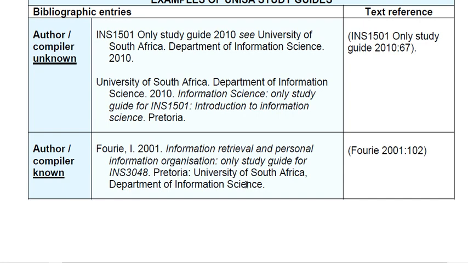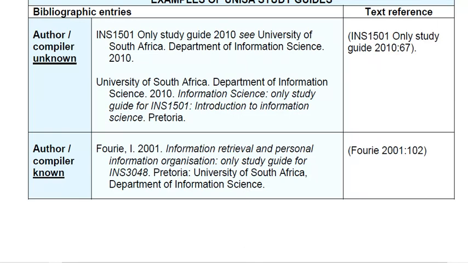Then you write the place of publication, and you also write the name of the university and the department. It says here Department of Information Sciences. This is found at the very first or second page of a study guide, guys, or on the cover page. Sometimes it really depends on the kind of study guide that you're dealing with.